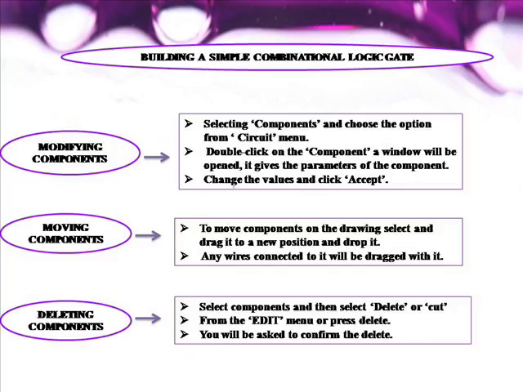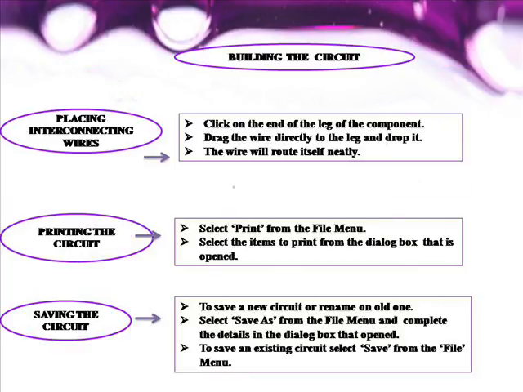Modifying components. Select the component and choose the option from the Circuit menu. Double click on the component and a window will open. It gives the parameters of the component. Change the values and click Accept. Moving components. To move a component on the drawing, select it, drag it to a new position and drop it. Any wire connected to it will be dragged with it. Deleting components. Select the components and then select Delete or Cut from the Edit menu, or press Delete. You will be asked to confirm the delete.